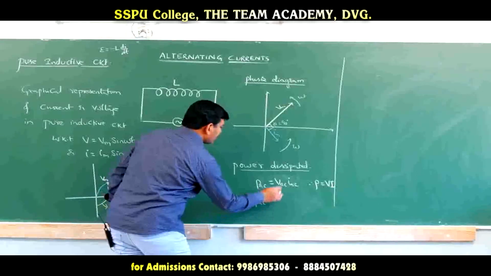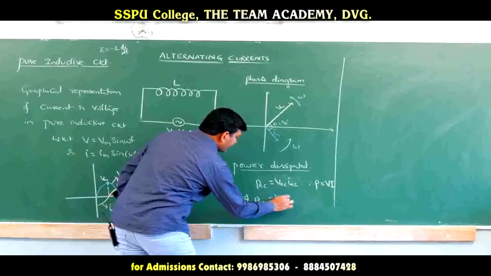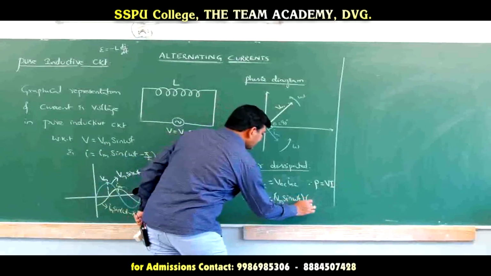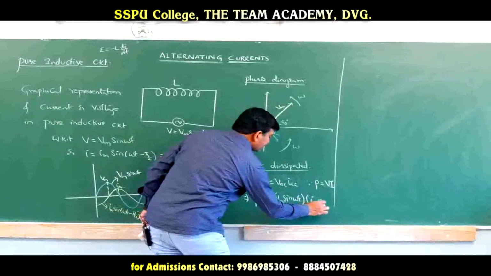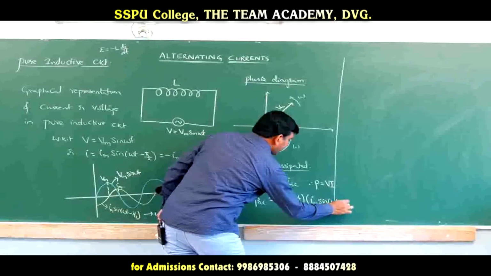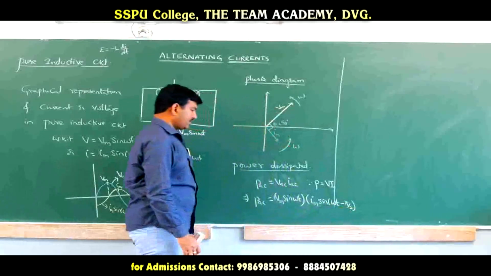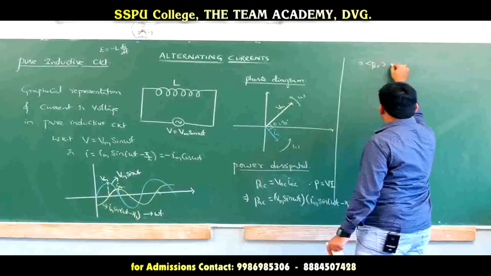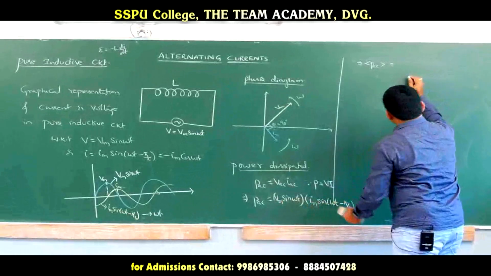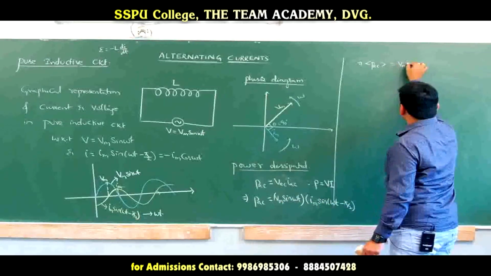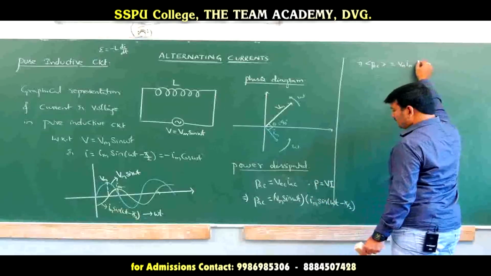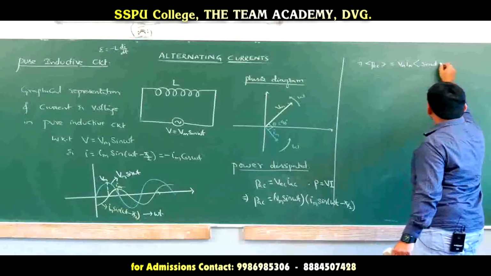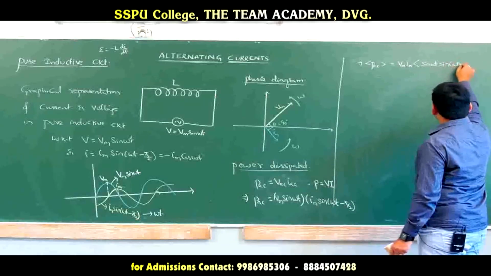AC power is equal to V_AC, which is nothing but Vm into sine omega t. Here we have taken that. And what is I_AC? I_AC is nothing but Im into sine of omega t minus pi by 2. Shall I take like this or not? So this can be written like this. Average value of AC power is equal to Vm into Im, they are constants, so write them outside, into the average value of sine omega t into sine of omega t minus pi by 2.